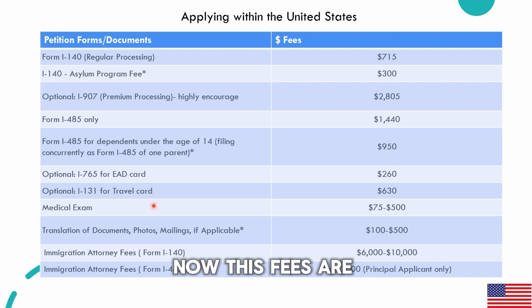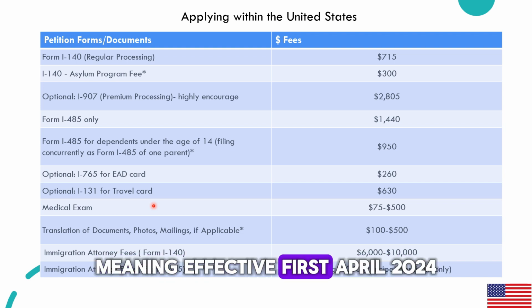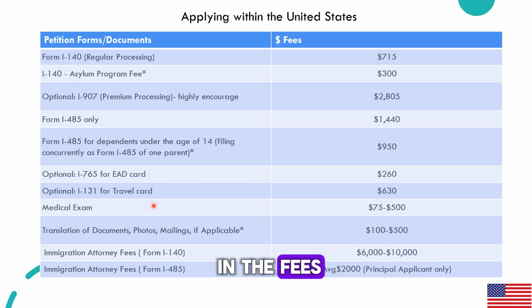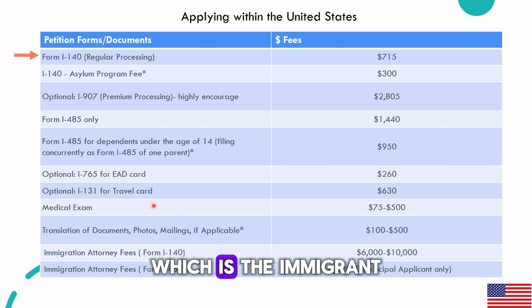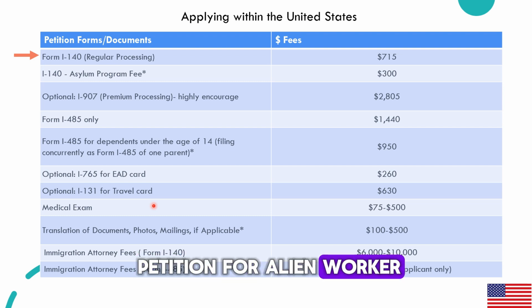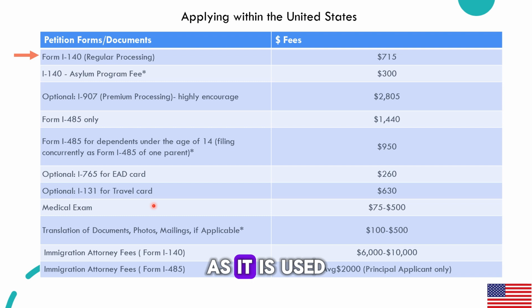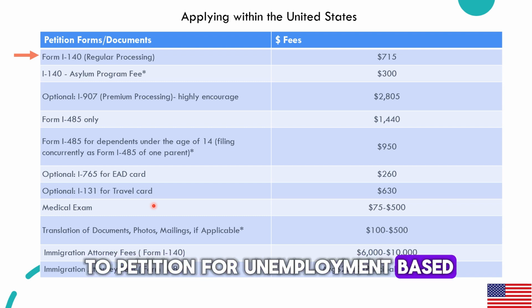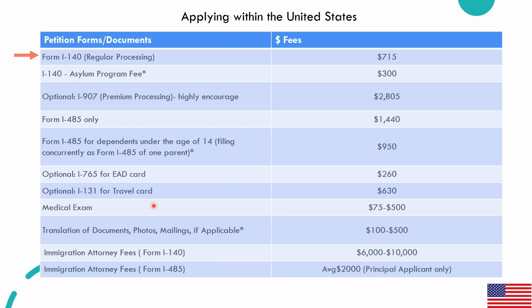Now, these are the current fees, meaning effective 1st April 2024, there have been changes in the fees, and these fees reflect that. First is Form I-140, which is the Immigrant Petition for Alien Worker. This form is crucial as it is used to petition for an employment-based immigrant visa. The regular processing fee for Form I-140 is $715.